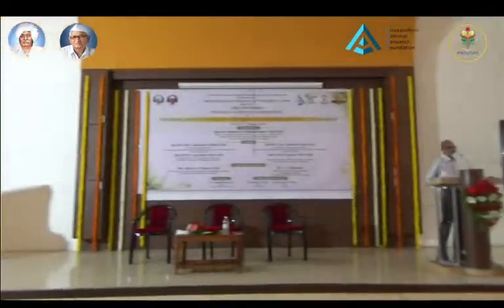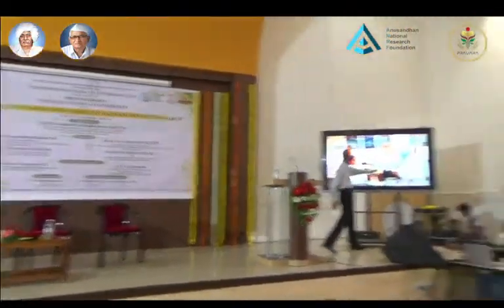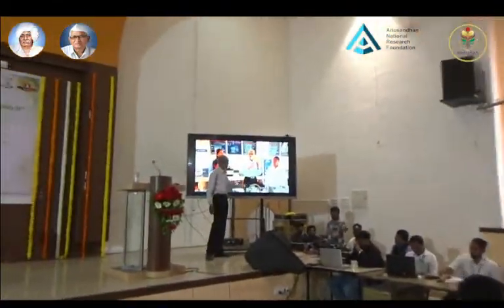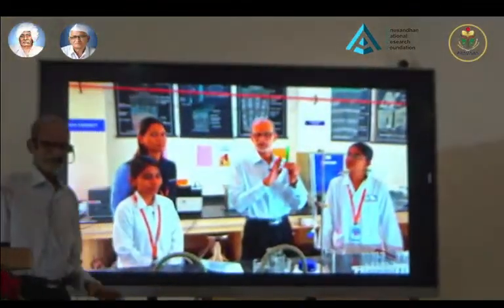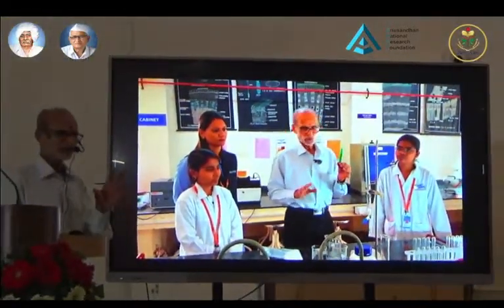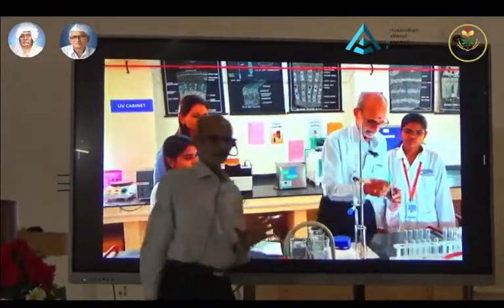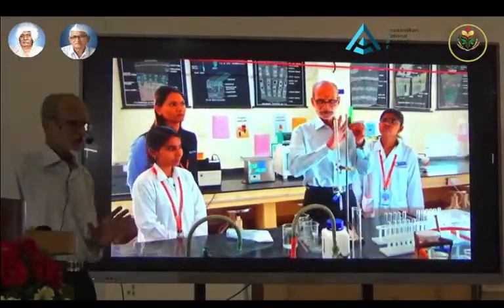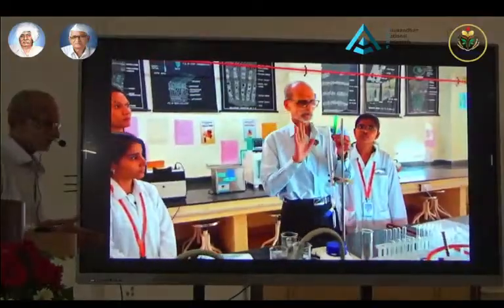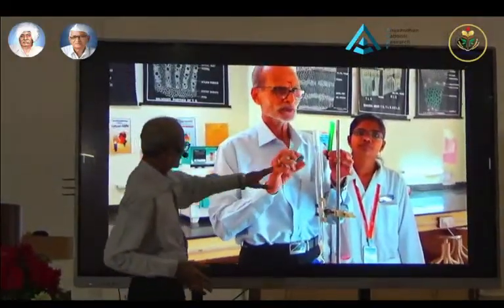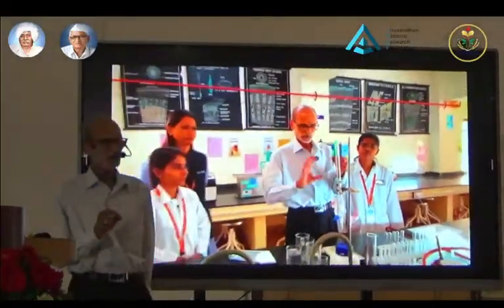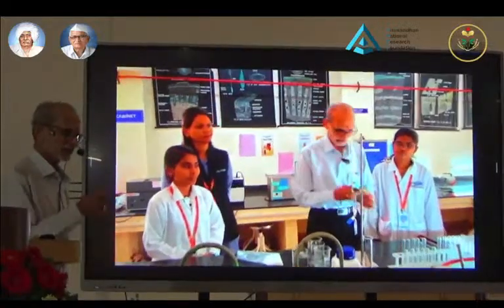Here is a column chromatography. This is a green dye, which is a mixture of tartrazine yellow and brilliant blue. Together it becomes a green dye, and we are trying to demonstrate the separation of yellow and blue color by column chromatography.